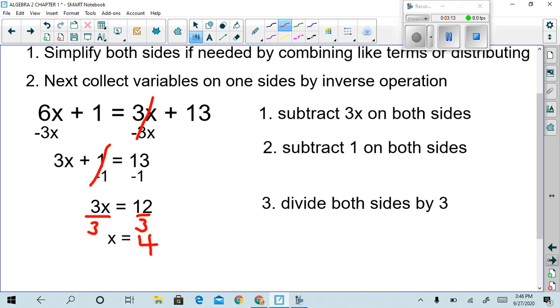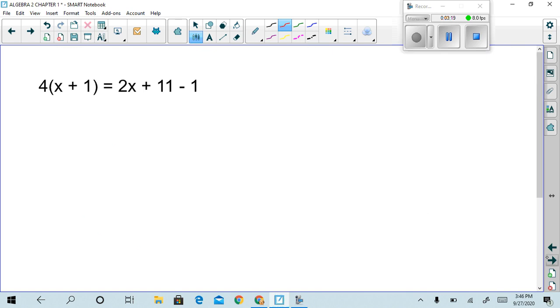Now let's add more steps. Again, we're going from two-step to multi-step. In my next problem, I'm noticing that there are variables on both sides, but I can also simplify. So number one was, if you can simplify the left or the right, do that first. We need to distribute to simplify, to remove the parentheses. It gives me 4x plus 4. On the right, I have some like terms. Combine them.